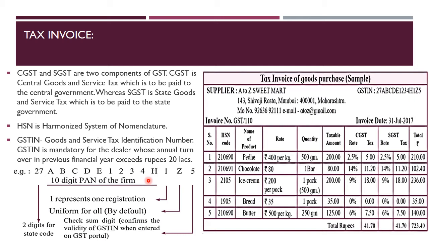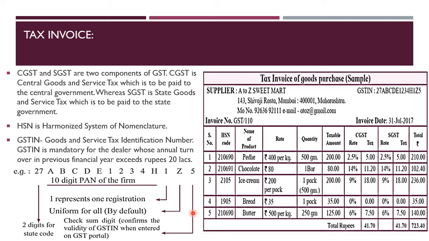So the PAN number will be next, after the state code, the next 10 digits will be the PAN number of that firm. Finally, the last three things: one represents the registration number, Z is uniform for all by default, and the last thing is the check digit. The checksum digit confirms the validity of the GSTIN when entered on the GST portal. The GST portal is a government website wherein the traders or dealers get themselves registered.